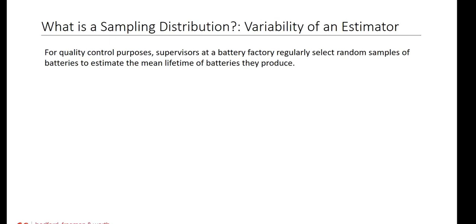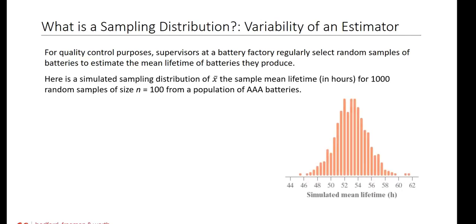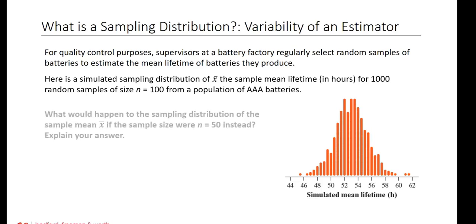For quality control purposes, supervisors at a battery factory regularly select random samples of batteries to estimate the mean lifetime of batteries they produce. Here's a simulated sampling distribution of X bar, the sample mean lifetime in hours, for 1,000 random samples of size n equals 100 from a population of AAA batteries. Okay, so simulated mean lifetime. Again, that's for a sample size of n equals 100.